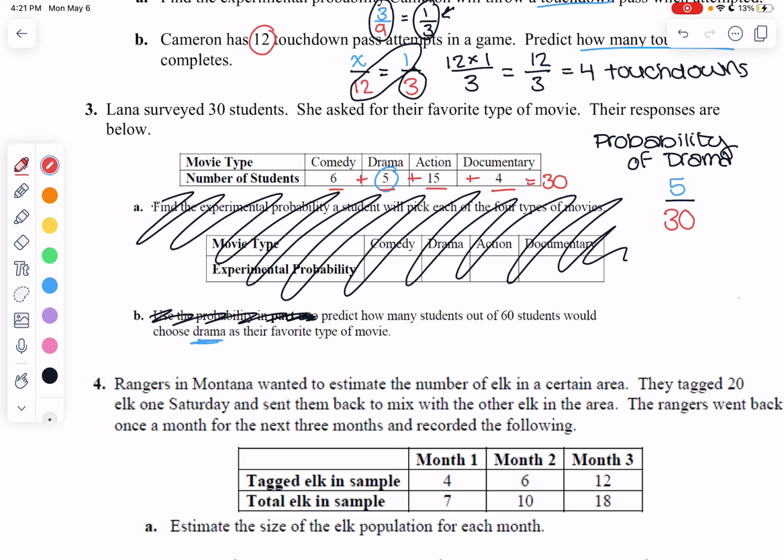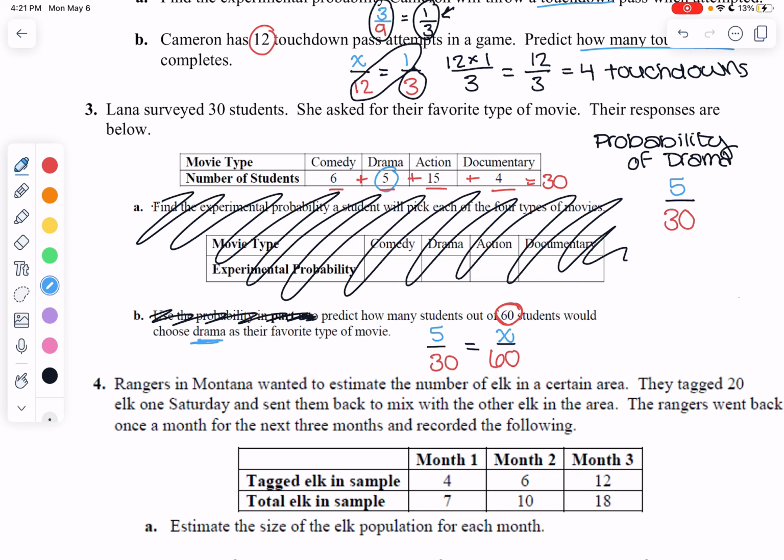So they said, predict how many students out of 60 would choose drama. So I'll take this fraction, 5 over 30, and I will set it equal to a fraction where the total is 60, so I can solve how many of those 60 students like drama.